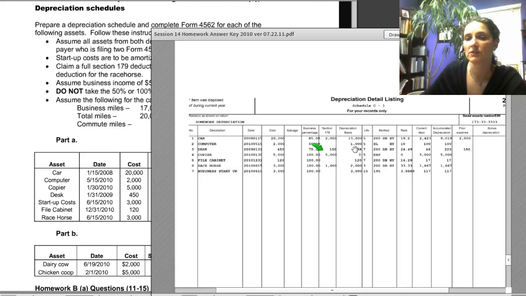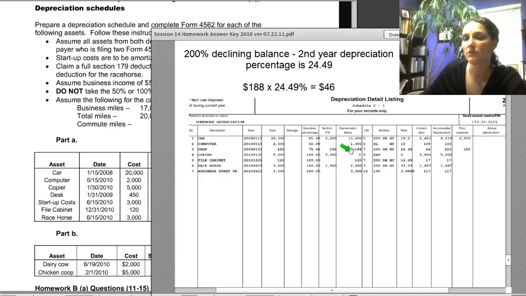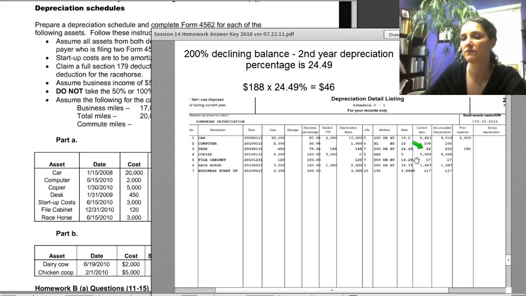And then we look at the basis for depreciation. Well, the basis for depreciation is going to be $450 multiplied by 75% minus $150. And when we do that, we get $188. The life of the desk is 7 years. We then apply 200% declining balance, and obviously we're into the second year. So ultimately, we end up with 24.49% of $188 being our allowable deduction per the maker's table. If you do it longhand, you'll arrive at the same answer. That leaves current year depreciation at $46, and that $46 will be entered on line 17 of Form 4562.